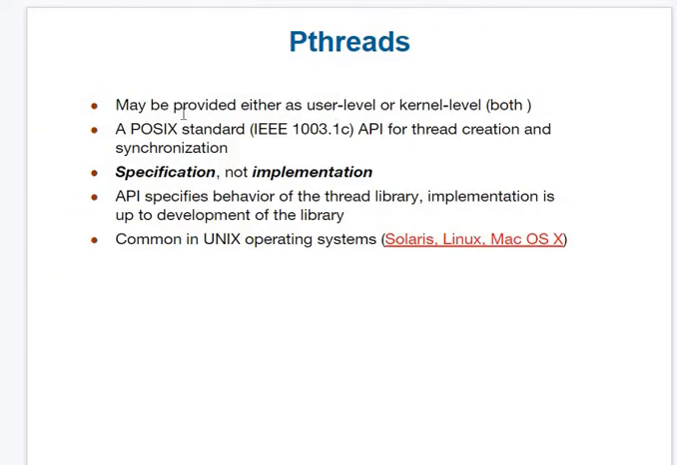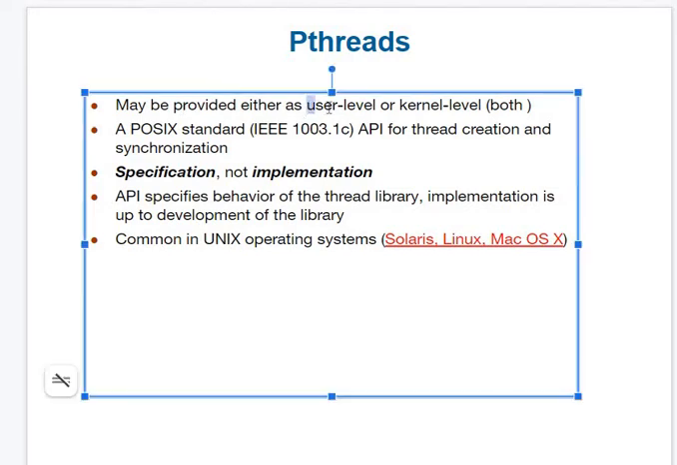Next, threads or their thread library can be kept either at user level or in the kernel level. There is no rule that it has to be only in the user level or kernel level, like how we have seen that thread libraries are of two types. It can be anything, so it can be both. So how do POSIX threads work?